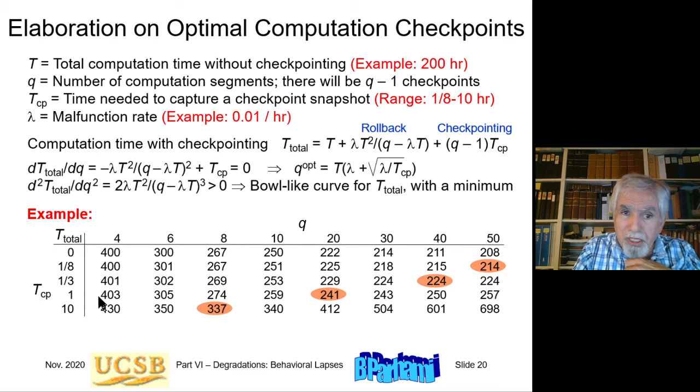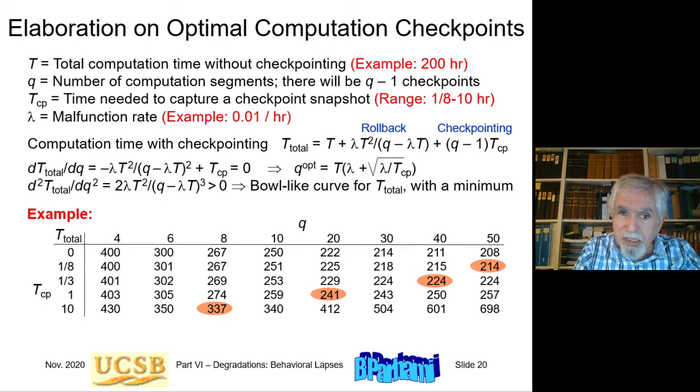Okay, so for this particular case, checkpointing overhead 1 hour, of course 20 may not be optimal because I have not computed this for all values of Q between 10 and 20 and between 20 and 30. But the optimal will be around 20, maybe a little bit more, a little bit less. Okay, so all these highlighted entries. So you see when the checkpointing overhead is very large, the optimal Q will be much smaller.